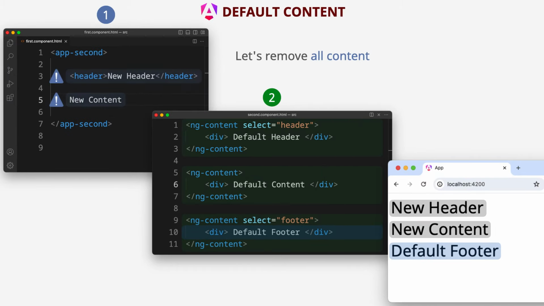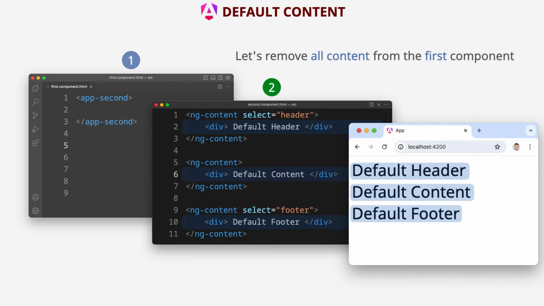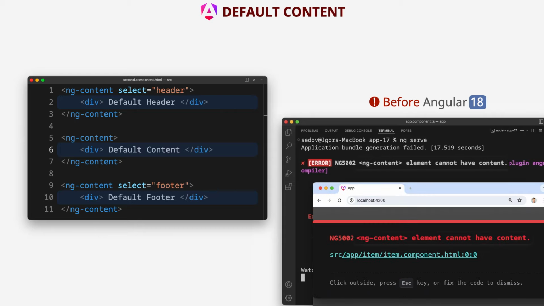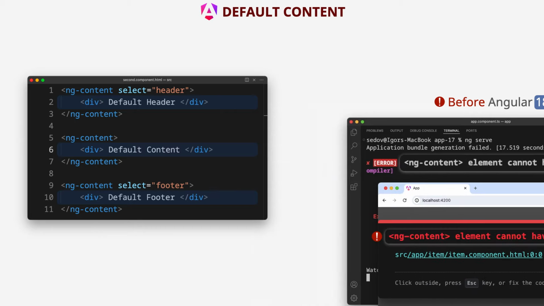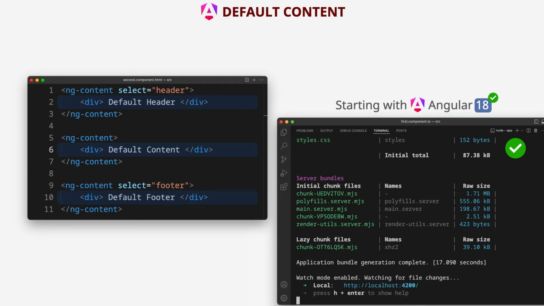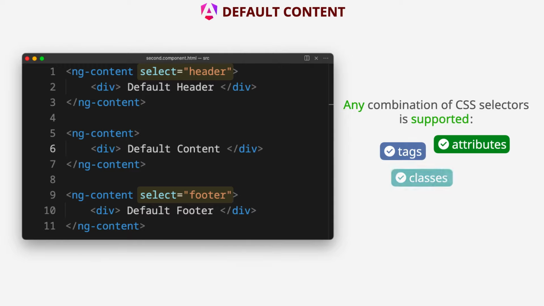Let's remove all content from the first component. Any combination of CSS selectors is supported: tags, attributes, classes, and node.